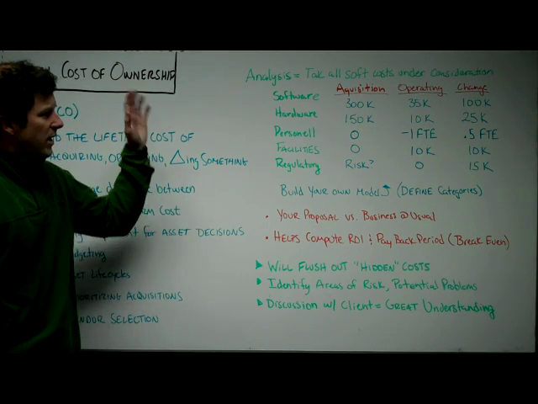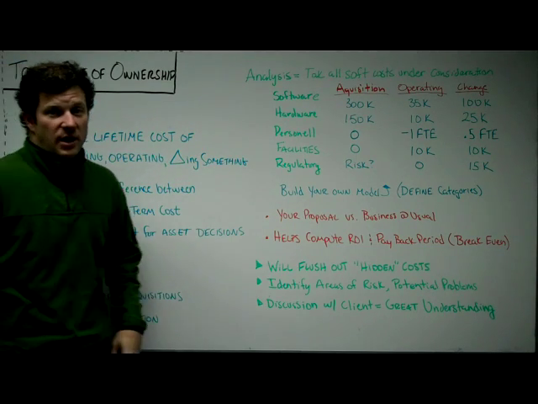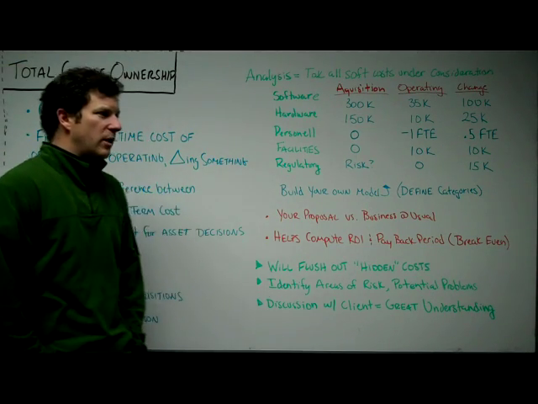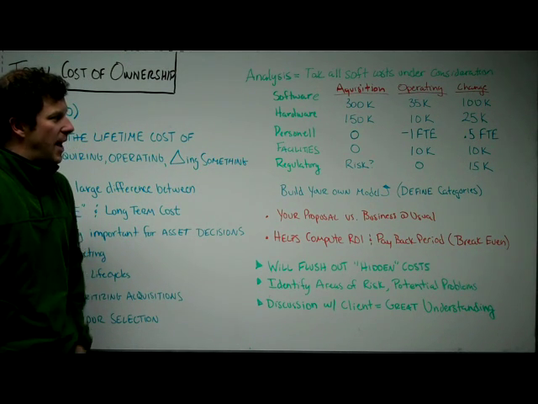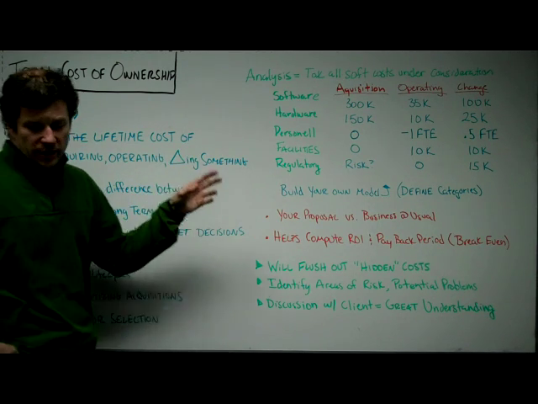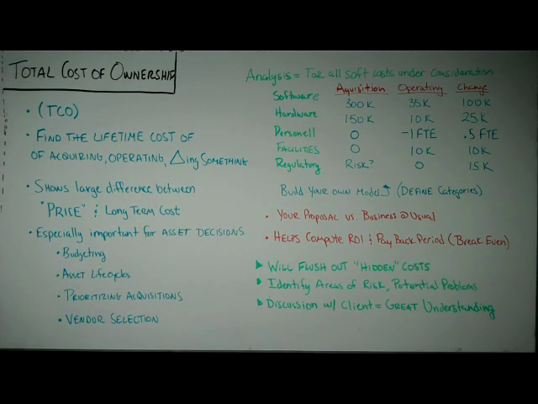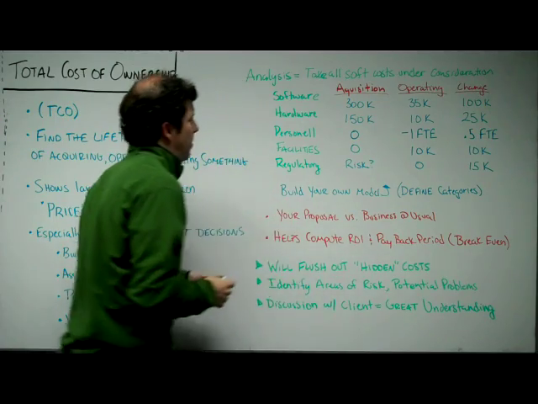So let's look at total cost of ownership analysis. This is a real simple analysis. There are dozens of these. The trick is you're going to build an analysis for your own company. That's really what's going to happen. These things are going to look different for every company. So basically what we're trying to do is take all soft costs under consideration. So we're trying to figure out everything associated with this investment, what's going to happen.